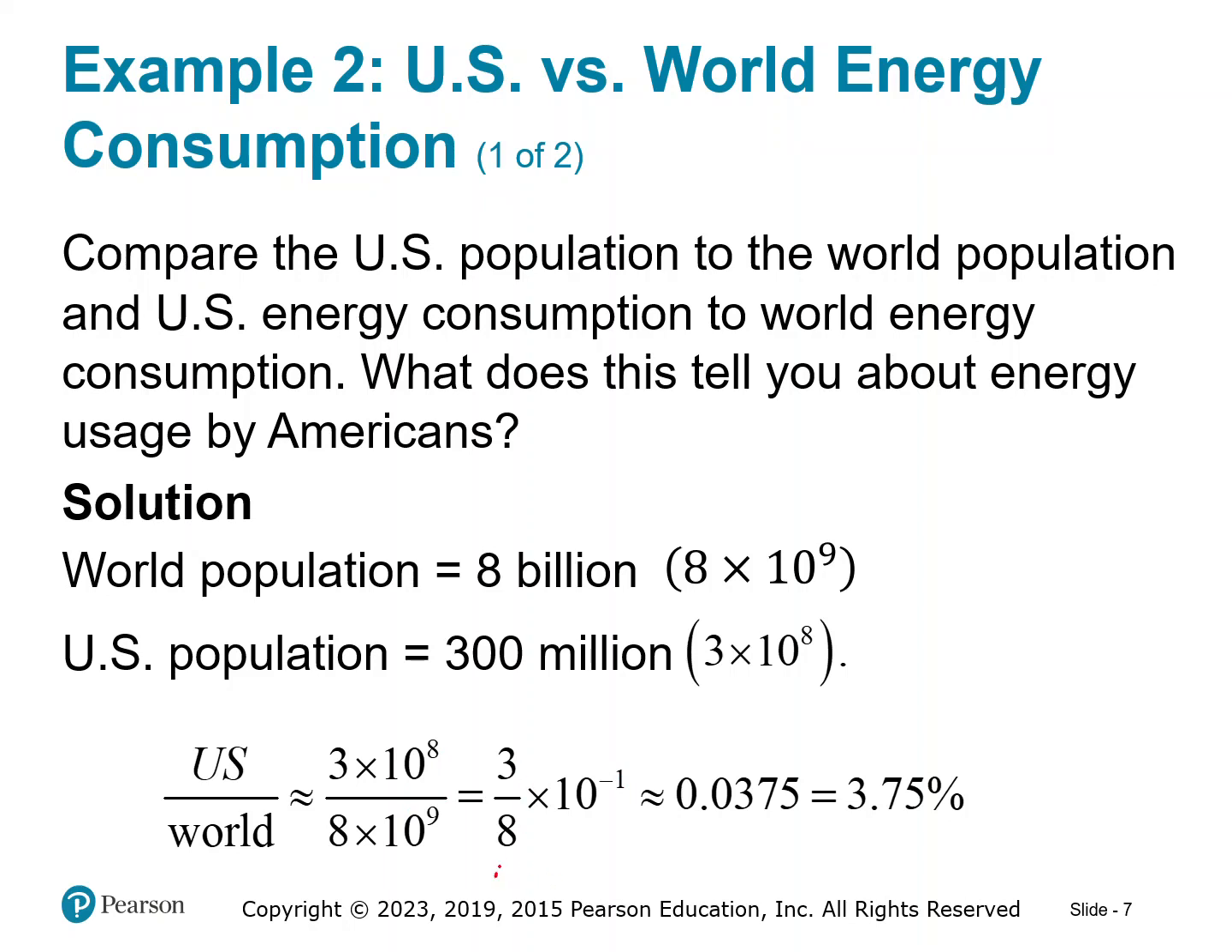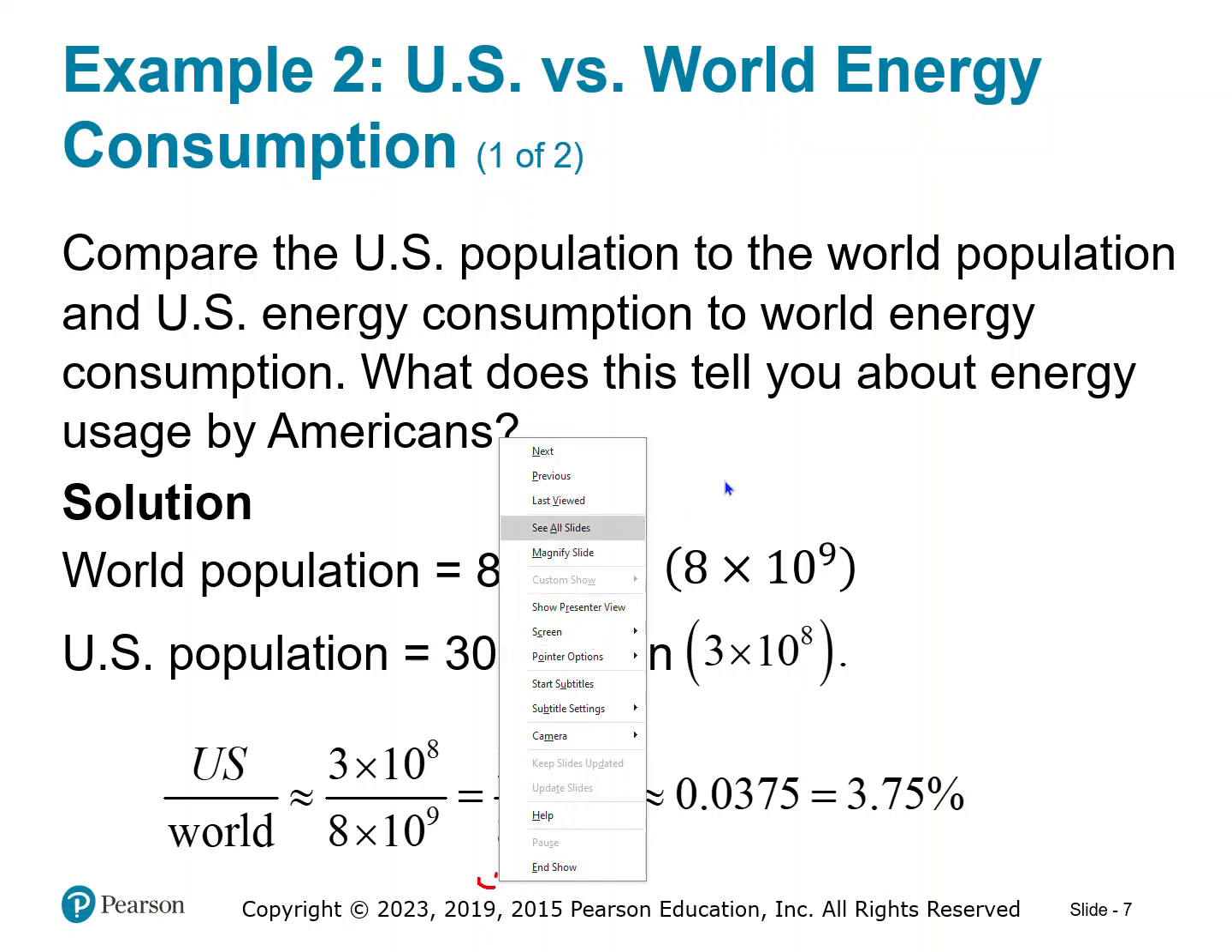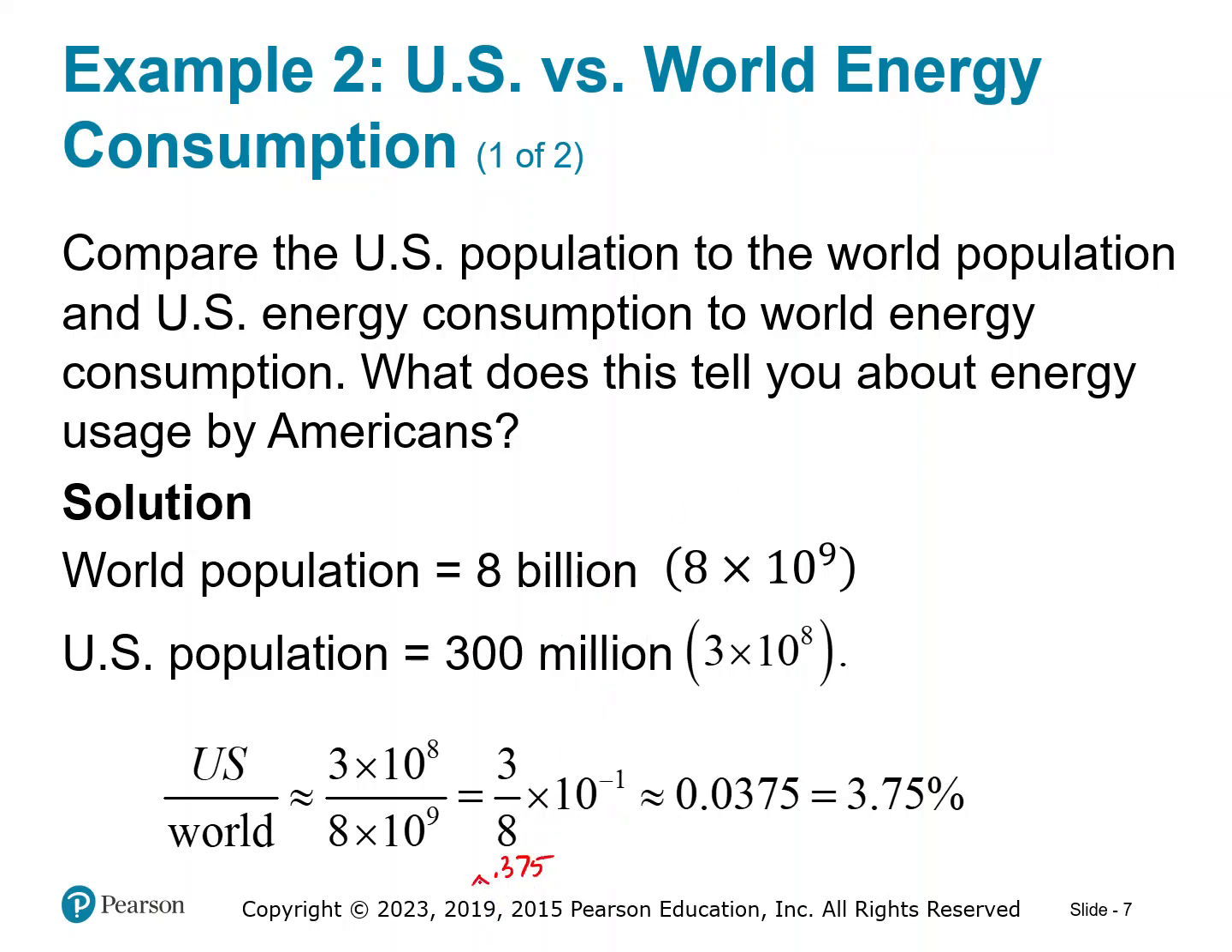3/8 is 0.375. 10 to the -1 says move the decimal one more place. Nope. Move the decimal one more place. There we go. So we'll have 0.0375. And that's just for the 10 to the -1. But now to get a percent uses 2 decimal places, 3.75%. So the U.S. is only 3.75% of the entire world population.